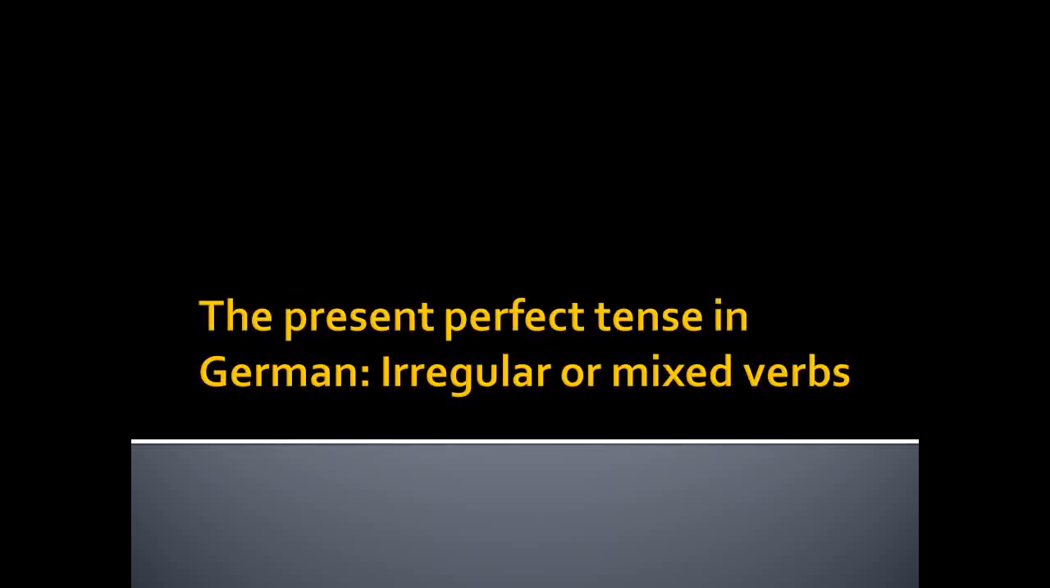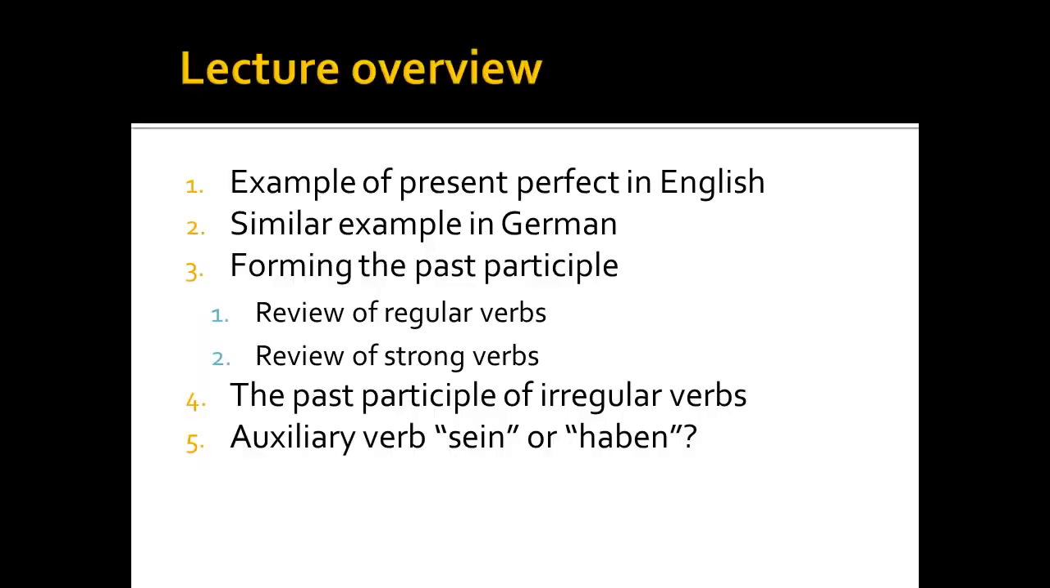Let's take a few moments to learn how to form the present perfect tense in German using irregular or mixed verbs. As usual, we'll begin the lecture with an example of how to form the present perfect tense in English. Once we're done with that, we will look at that same sentence translated into German. We'll see that the past participle is an essential part of the present perfect tense, and that irregular and weak verbs sort of have characteristics of both regular and strong verbs.